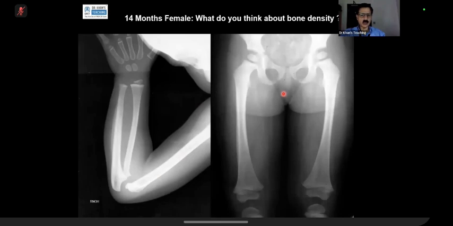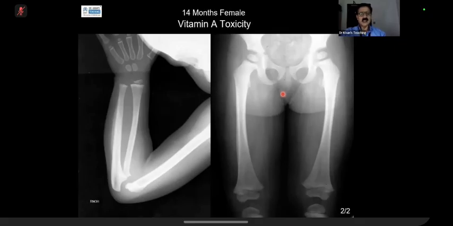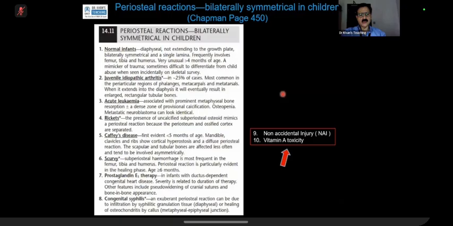What do you think can be the cause? And look at the age, it is 14 months old. Yes. Could be either due to prostaglandins or lead poisoning. Now, prostaglandin and this is vitamin A toxicity. Vitamin A toxicity. And so vitamin A should be added in this list, periosteal reaction, bilateral symmetrical.